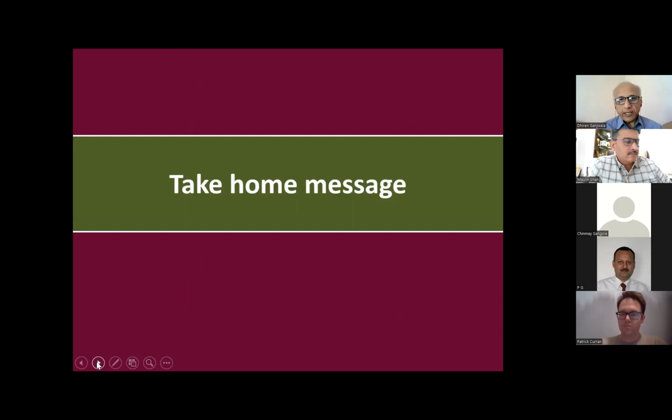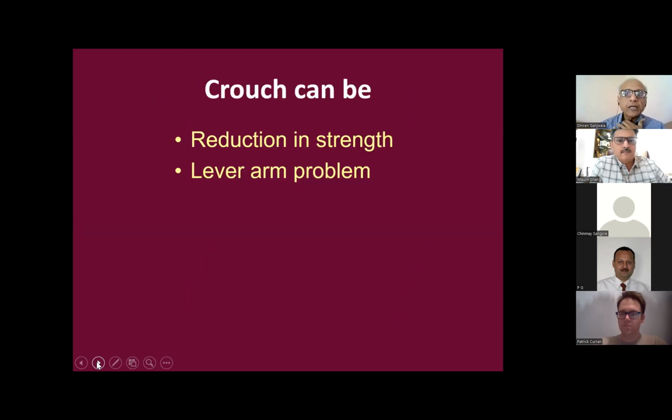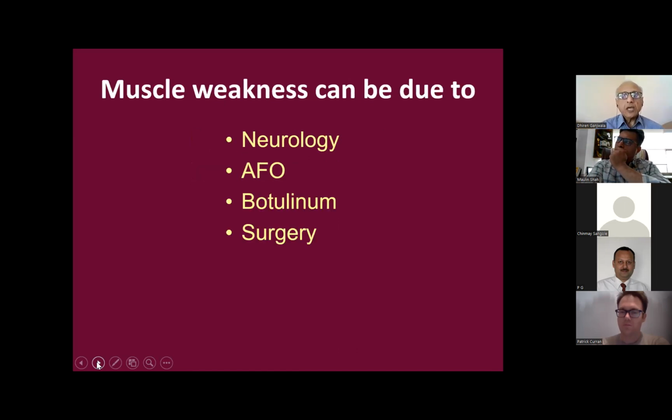So the take-home message is that crouch can be because of a reduction in the strength of the muscles. We saw various reasons how strength can be reduced, or it could be because of lever arm problems. We saw various lever arm problems which lead to reduction in the quadriceps and the soleus strength. The muscle weakness can be because of the primary neurological impairment, because of our treatment such as ankle foot orthosis, because of the botulinum injection, and sometimes because of surgical treatment.